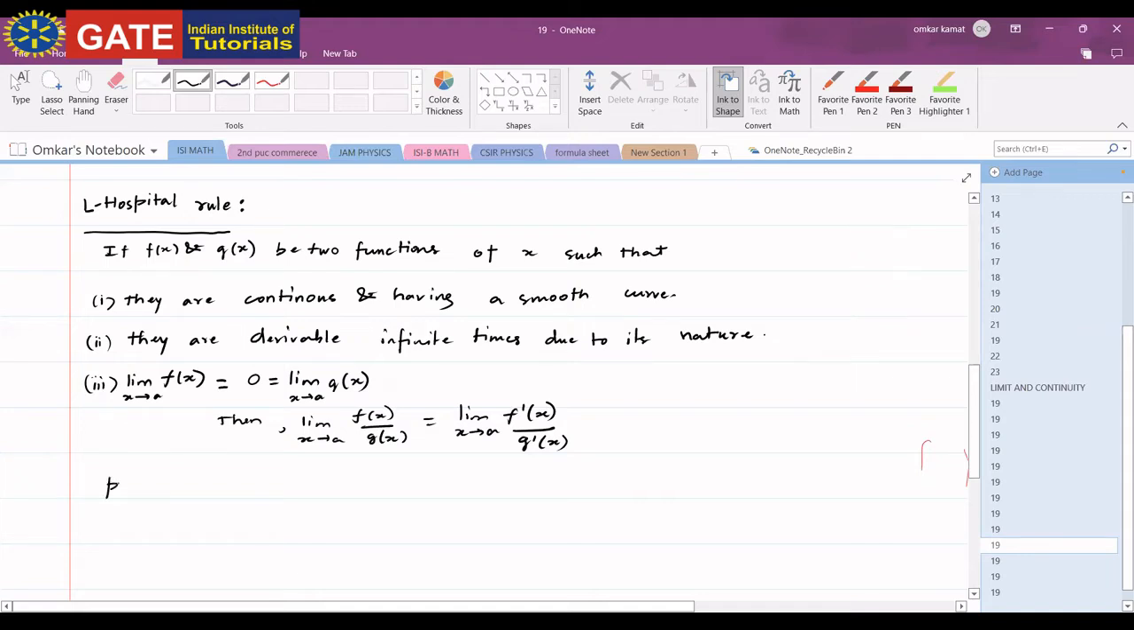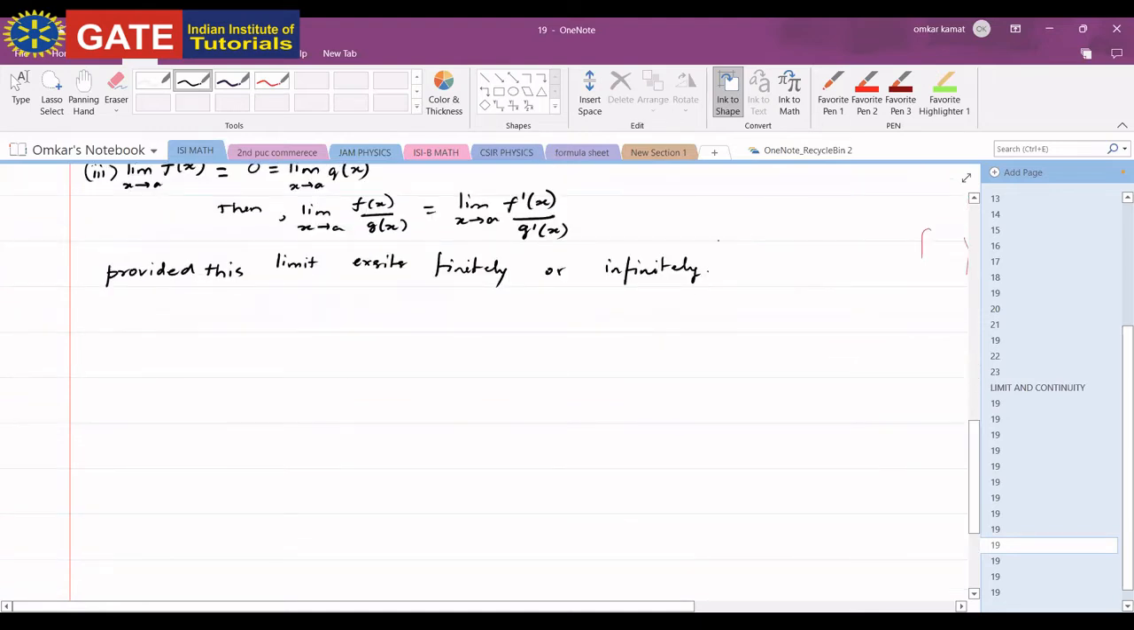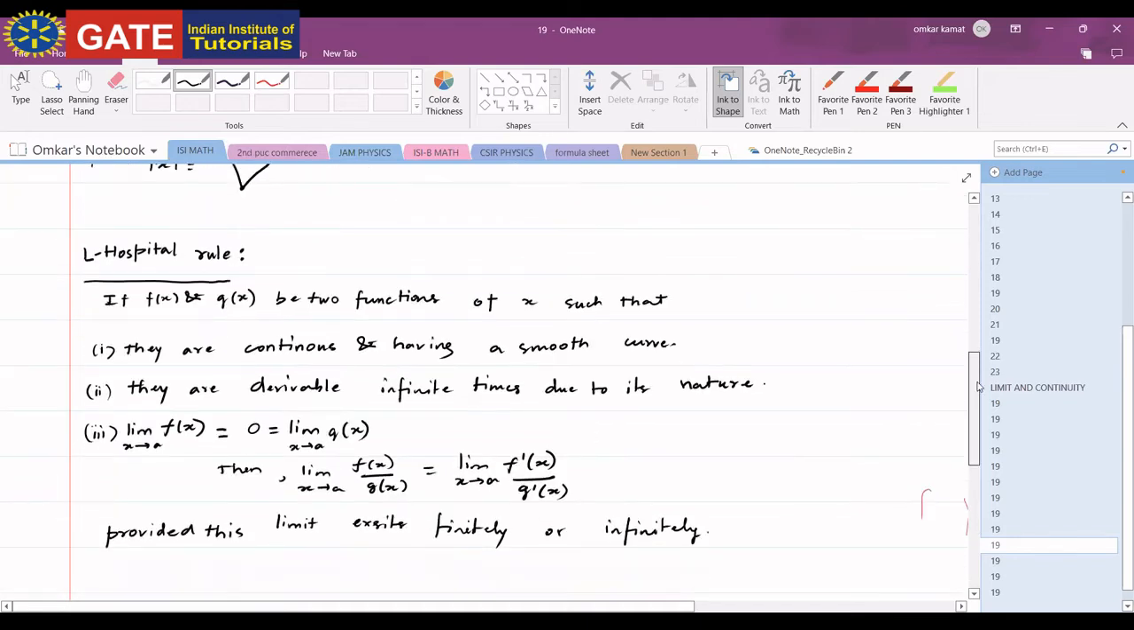Provided this limit exists finitely or infinitely. So whatever limit we get, it might be finite or infinite, but we don't want indeterminate forms. And until the indeterminate forms vanish, we go on differentiating n times. So try this problem. Understood? Sir, can you go a little up? I didn't note it down.